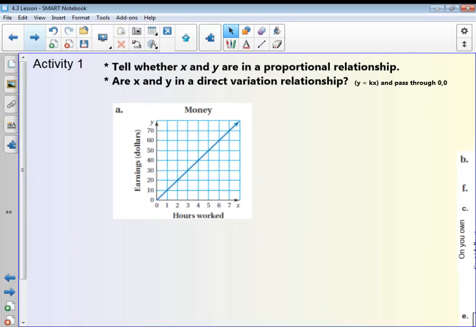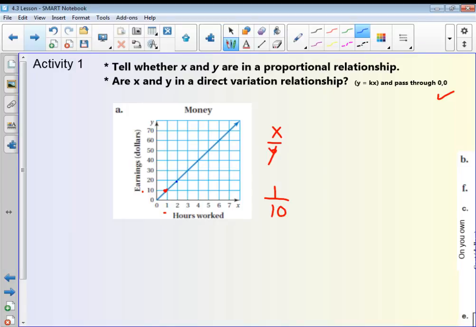If we look at letter A, it does meet the qualification of passing through 0, 0. So now we're going to check to see if they're proportional to each other. I'm going to pick 2 points on this line and check their proportion. I'm going to do my x over my y. My x was 1, my y was 10, so 1 to 10. For my other dot, we'll just take the next point up that's on a crossing bar or right on a corner. The x was 2, the y was 20.